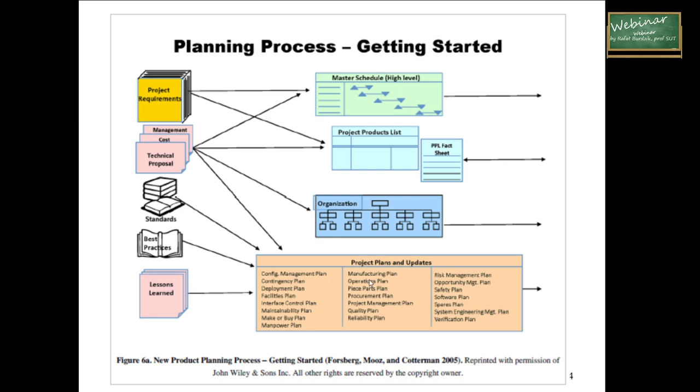And then we've got information which can be useful when we are talking about the project plans and updates. So the configuration management, configuration plan, deployment and manufacturing plan, and so on, risk management. So these are the most important skill set which can be used for the planning process. After the stage of the planning process, you should also consider the master schedule, which is mostly the Gantt chart.